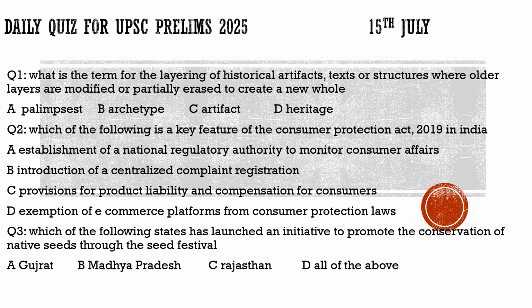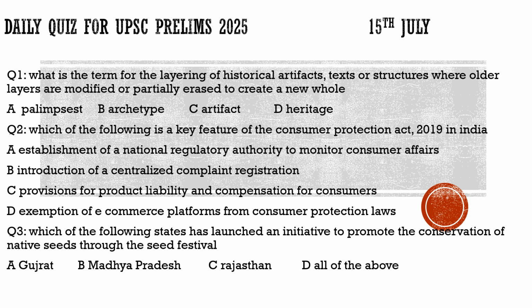Now coming to the question number 2, here it asks, which of the following is a key feature of the Consumer Protection Act 2019 in India? So we should know the correct option for that. Is it the establishment of a national regulatory authority to monitor consumer affairs? No, it was not the primary feature of it. Is it introduction of centralized complaint registration? I don't think it is.